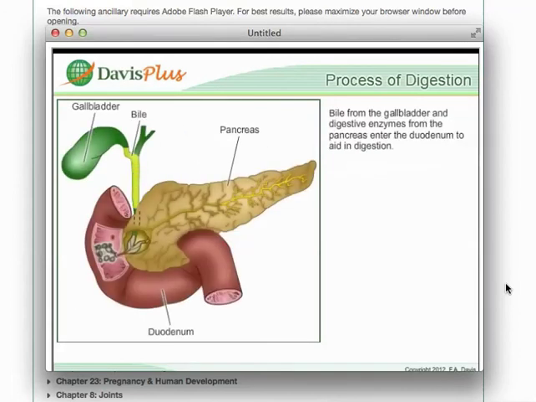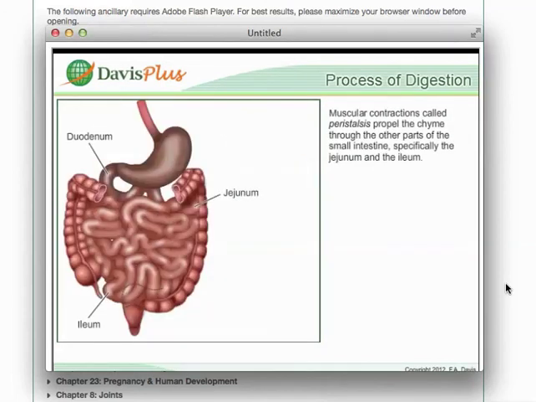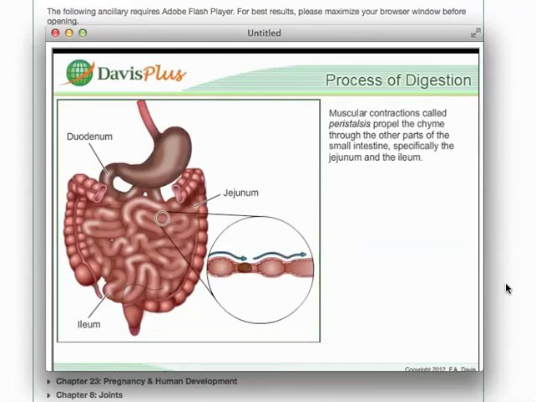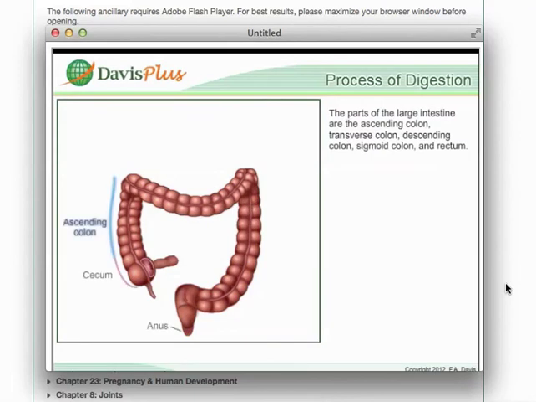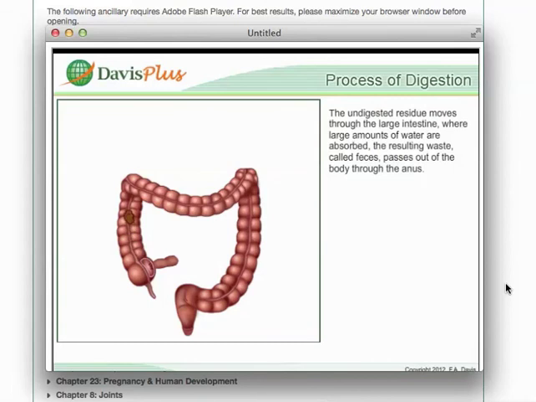Bile from the gallbladder and digestive enzymes from the pancreas enter the duodenum to aid in digestion. Muscular contractions called peristalsis propel the chyme through the other parts of the small intestine, specifically the jejunum and the ileum. Most nutrients are absorbed in the small intestine. The residue remaining after most nutrients have been absorbed moves into the large intestine. The large intestine begins in a blind pouch called the cecum. The parts of the large intestine are the ascending colon, transverse colon, descending colon, sigmoid colon, and rectum. The undigested residue moves through the large intestine, where large amounts of water are absorbed. The resulting waste, called feces, passes out of the body through the anus.